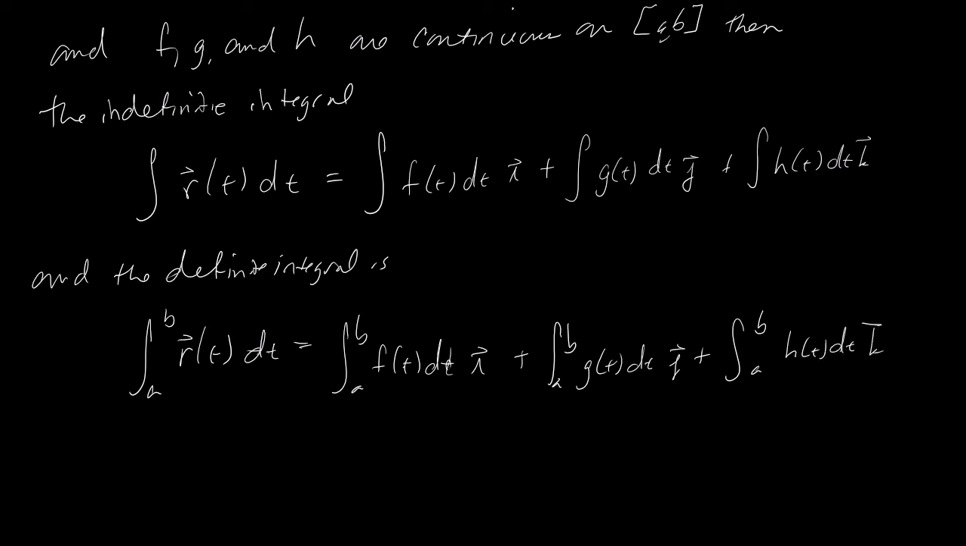And of course, these also hold true in 2 dimensions. There's just no k component. If you just have the i and j component, it works exactly the same way. Okay, so just like with the derivative, we see that these behave on a component by component basis. The integral is equal to the integral of each component. So let's do an example so you can see this in action.